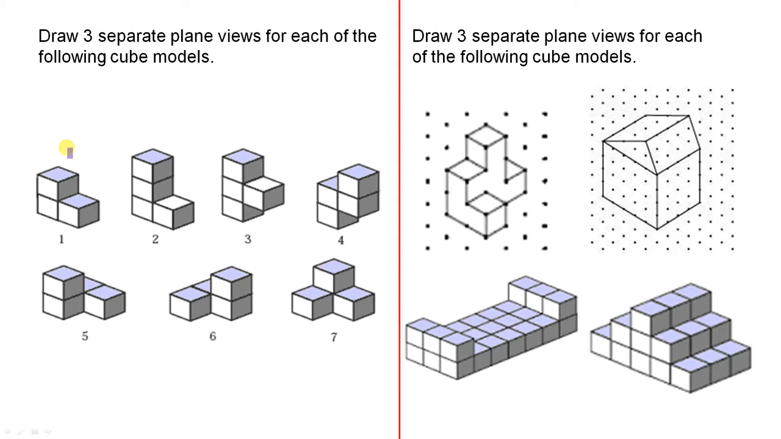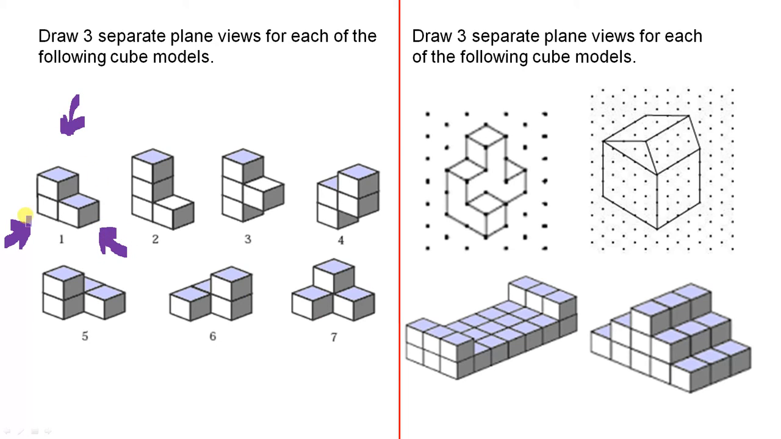So it's similar here. For number one, I'll just use that as an example. For the three separate views, just pretend you're looking at that construction from that side, so you draw what you see. Next, you could look at the construction from the top side, and you can draw what you see. And thirdly, you might choose to look at the construction from that side, and then you draw what you see.